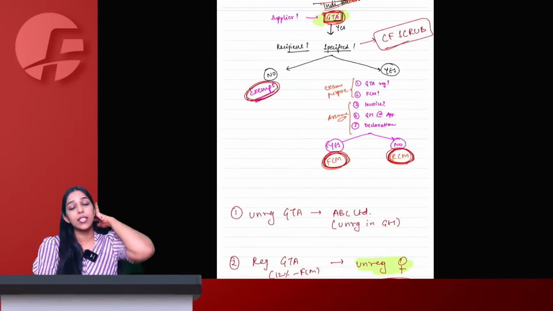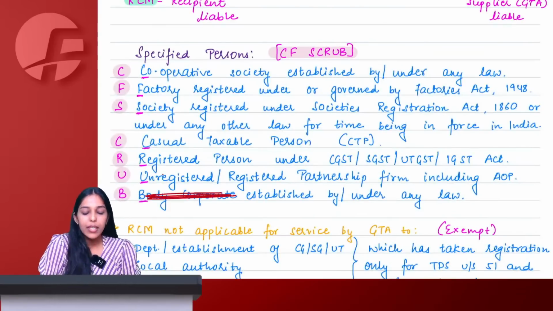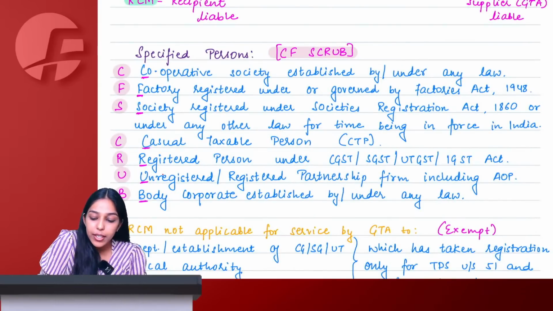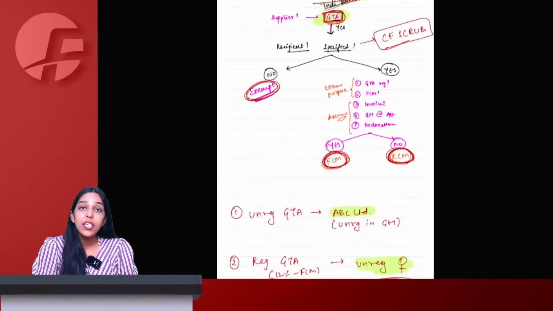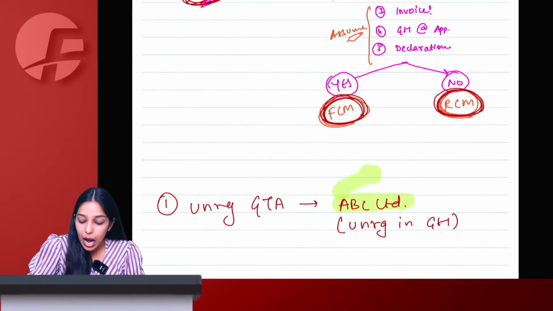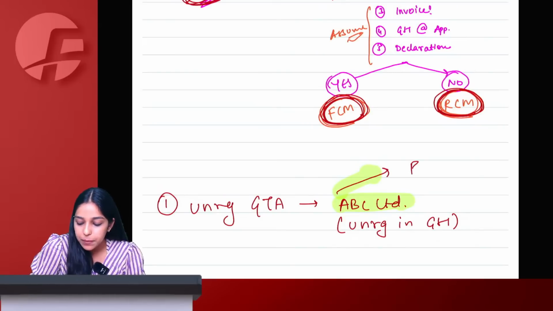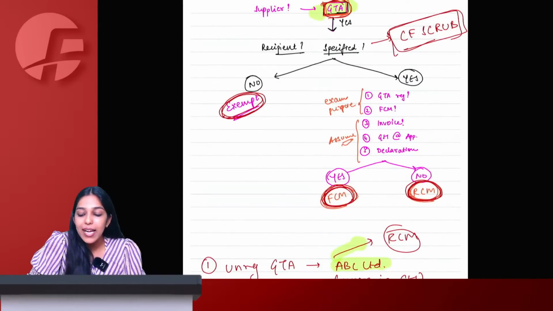Everyone giving the incorrect answer, give yourself a good tapli. Chalo. The recipient is a body corporate. A limited company is a body corporate. So according to CF scrub, B means body corporate. And this body corporate, even if unregistered under GST, still because it falls under CF scrub, RCM will be applicable. Understand, if you are a specified recipient, you cannot escape tax.